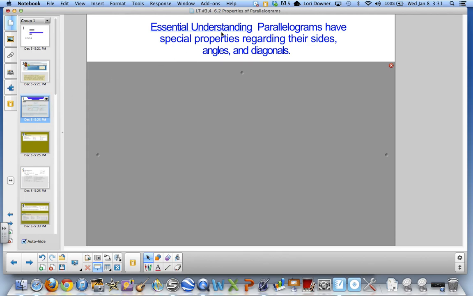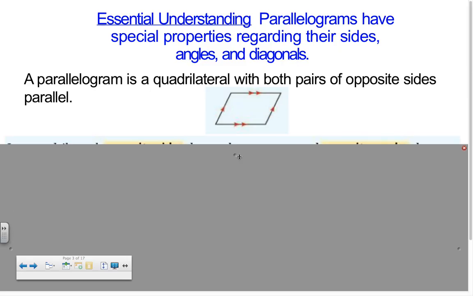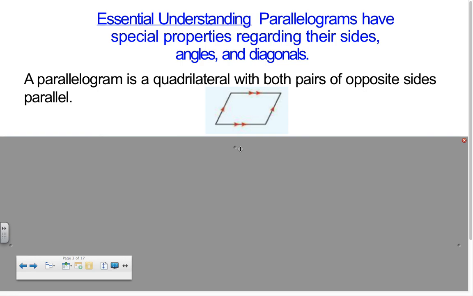The first essential understanding that we need to learn is that parallelograms have special properties regarding their sides, their angles, and the diagonals. Go to full screen. A parallelogram is a quadrilateral with both pairs of opposite sides parallel. So we have this side parallel to this side, and this side parallel to this side.